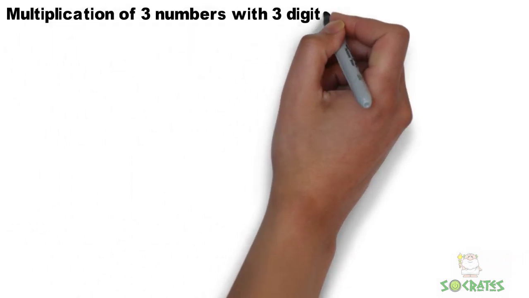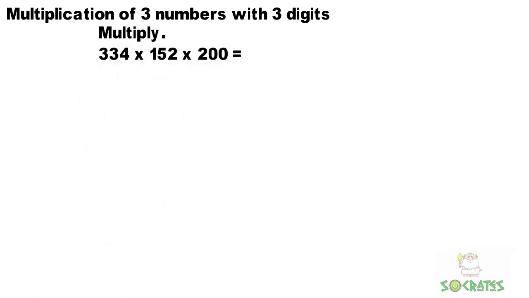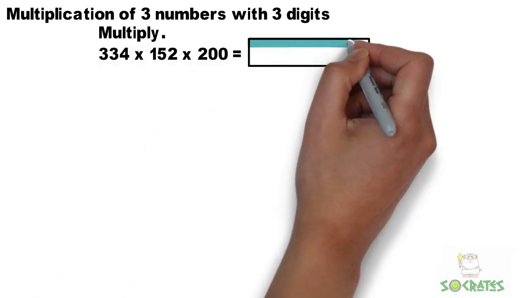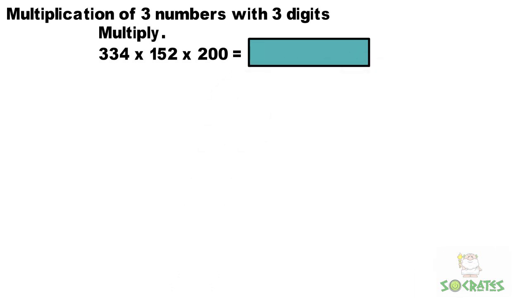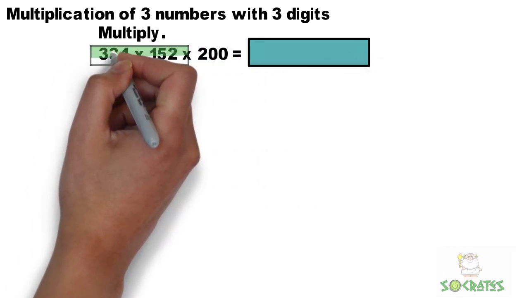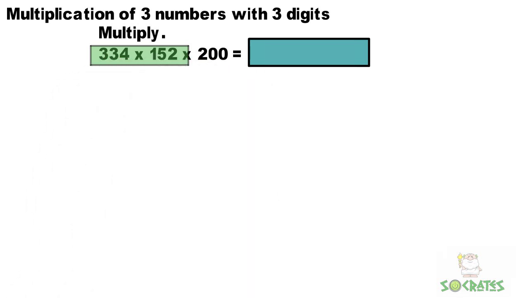Multiplication of three numbers with three digits. Multiply 334 times 152 times 200. That's a really big problem, so it's important to stay organized. So first we start with 334 times 152.